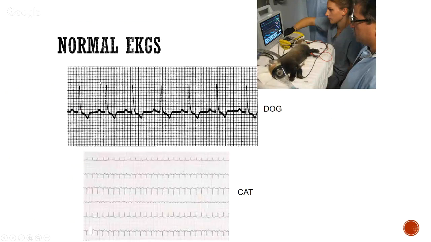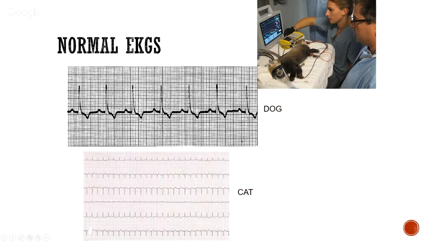EKGs, electrocardiographs. We do these regularly. I think this is a kinkajou that they're doing one on. This is a normal dog EKG. We can see the P wave, which indicates the movement of the electricity through the atria. And we see the QRS wave, which goes QRS. And that will give us the size of the ventricle.